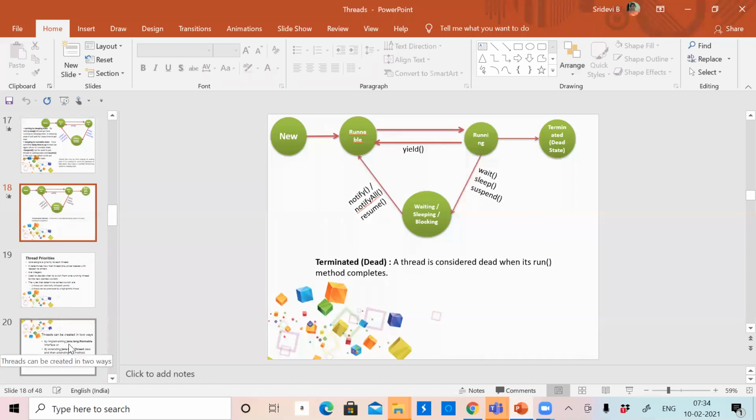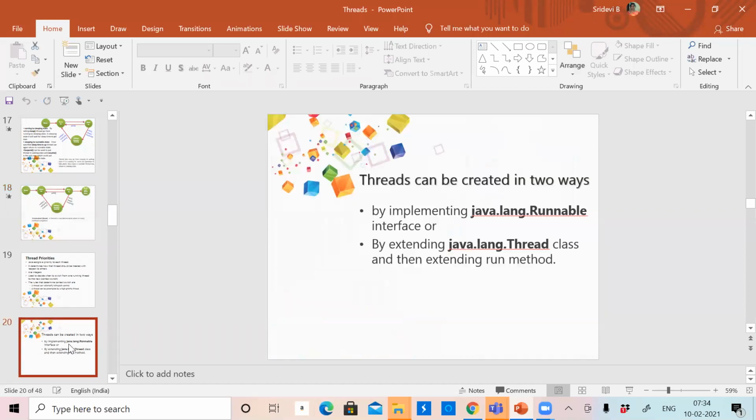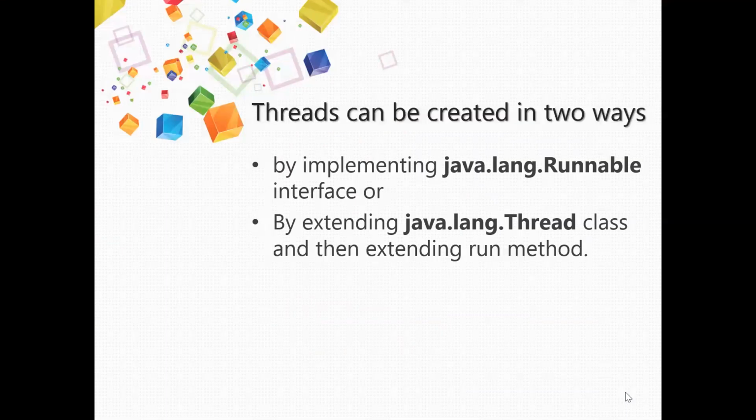Today in this video we'll see how you can create threads. Threads can be created in two ways. Highlight this, which is important. We'll see how to create a thread with the help of these two ways. The first way is with the help of the interface named Runnable, which is present in the lang package. So with the help of java.lang.Runnable you can create a thread. That is one technique.